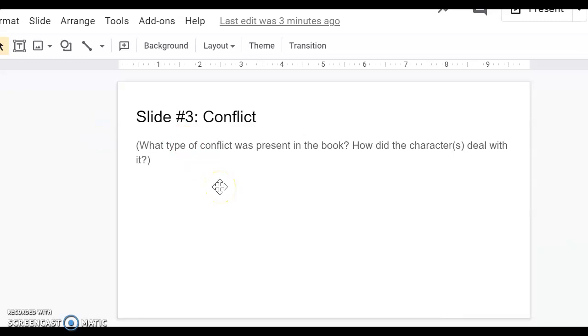All right. Conflict is the next one. So think about one of the main conflicts. Again, this is a hard question. Some of you are like, there was conflict on every page. True. Pick one that you think would be interesting or maybe important to the rest of your presentation that we need to know about, and then think about how the characters deal with it. You can delete all of this once you have that in there.